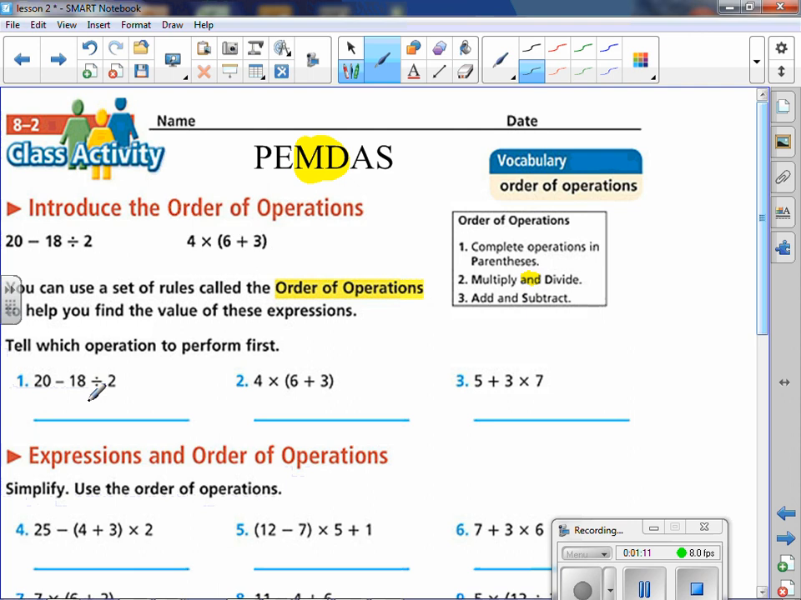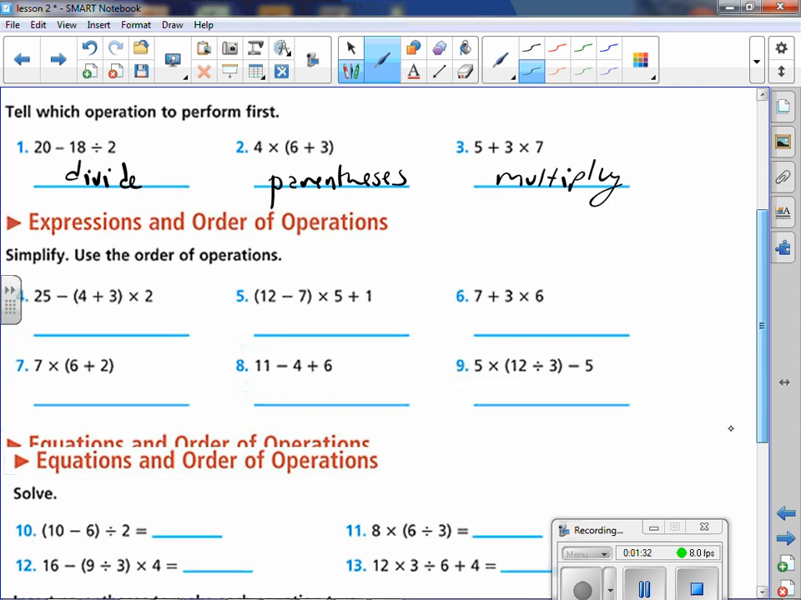Okay, so this one, we're going to decide which order we should do. We're going to divide first. Then on the next one, number 2, we're going to use parentheses. Number 3, we would multiply first to solve.